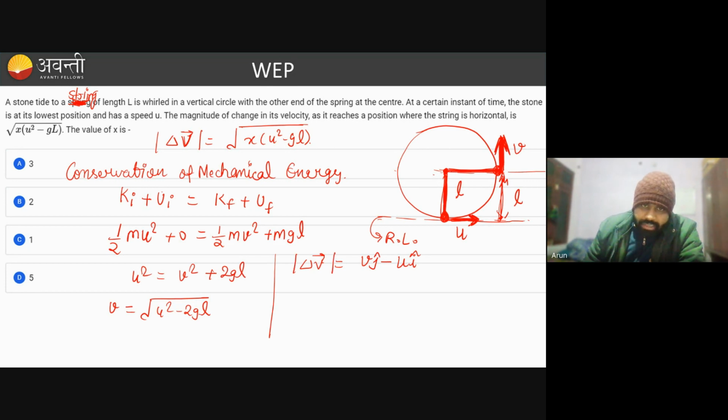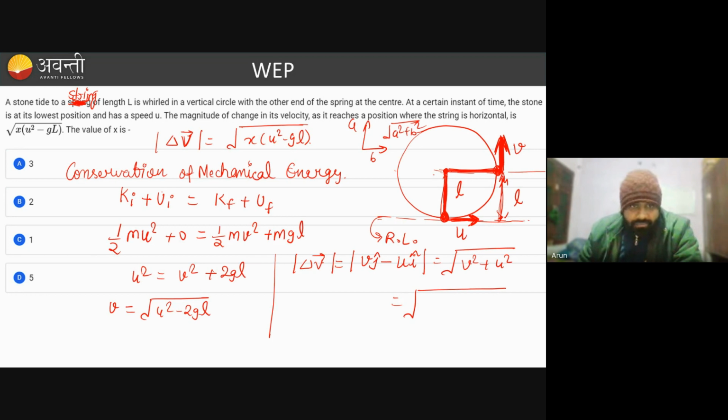Now, if you try to calculate the magnitude, these two are perpendicular vectors. We know that if two vectors are perpendicular to each other, the magnitude is given by root of a square plus b square. So here, the magnitude is given by square root of v square plus u square. We have already calculated v equals square root of u square minus 2gL. Here v square is needed, so this square root will be removed. So now it will become u square minus 2gL plus u square. If you take 2 as common, it becomes 2 times u square minus gL.